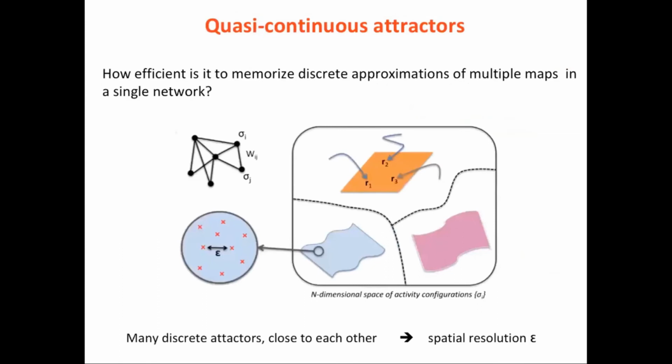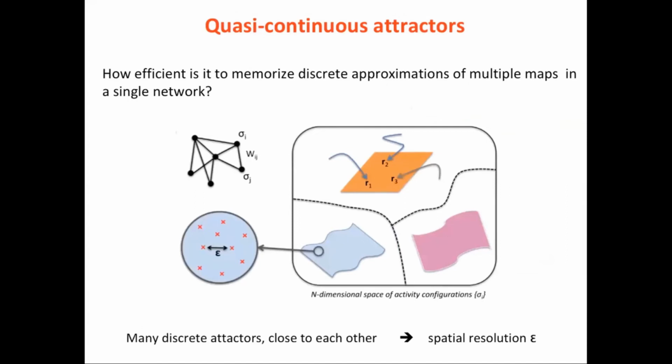So what I propose as a mechanism, something we have done recently, is to turn this notion of continuous attractor into a notion of quasi-continuous attractor. So I would like to memorize discrete approximations of multiple continuous attractors in a single network.